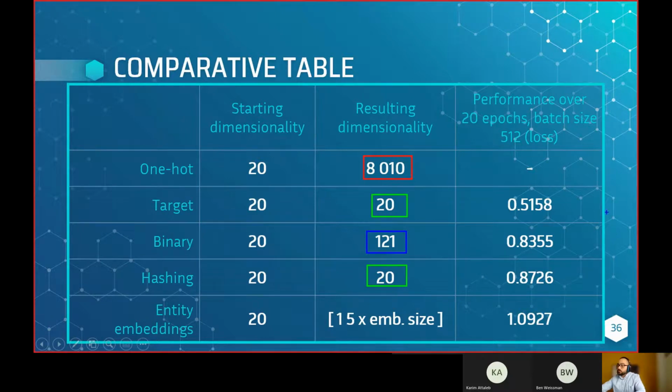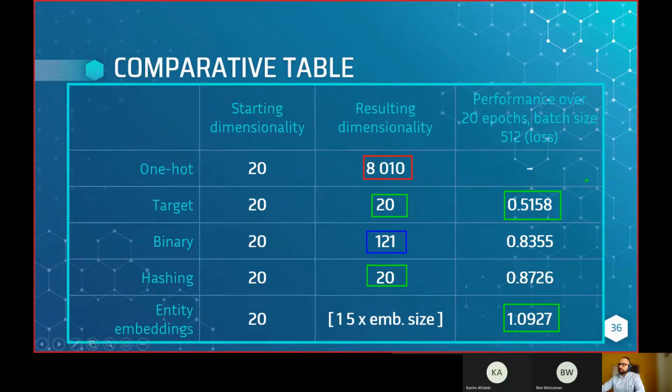So for 20 epochs for the target encoder, we get this number, 0.5158. And is it good or is it bad? In the context of this model, my conclusion would be that it's okay, it's not excellent, but it's a good basis. However, the others are not particularly good, especially the entity embeddings one, because this number being more than one essentially means that the prediction of the model is going to be wrong every single time.